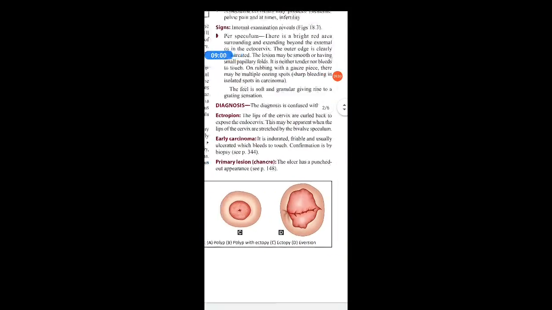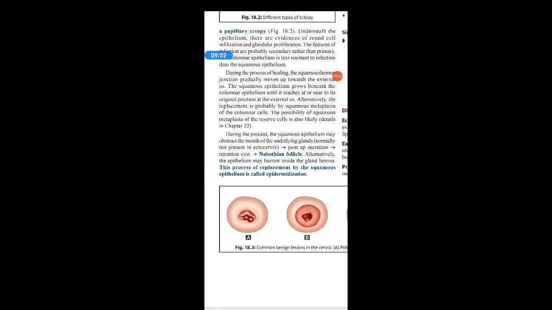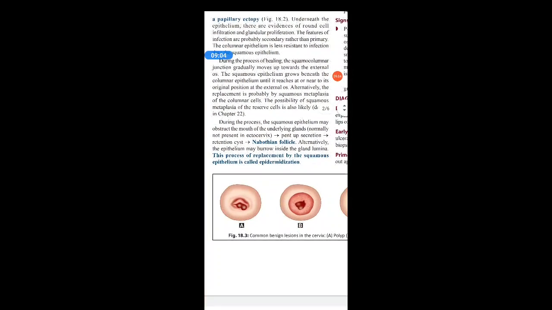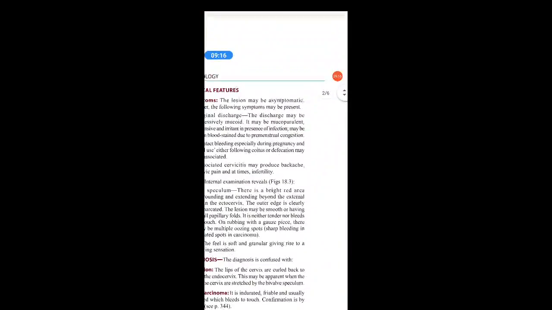In the diagram, you can see how it goes, the pathogenesis. Alternatively, the epithelium may burrow inside the gland lumina. This process of replacement by the squamous epithelium is called epidermization. Epidermization is nothing but the process of replacement by the squamous epithelium.